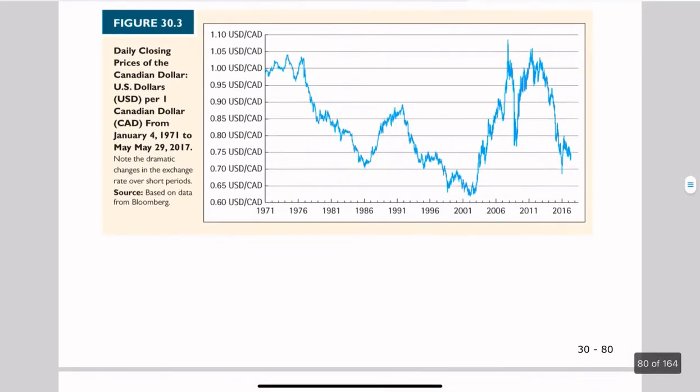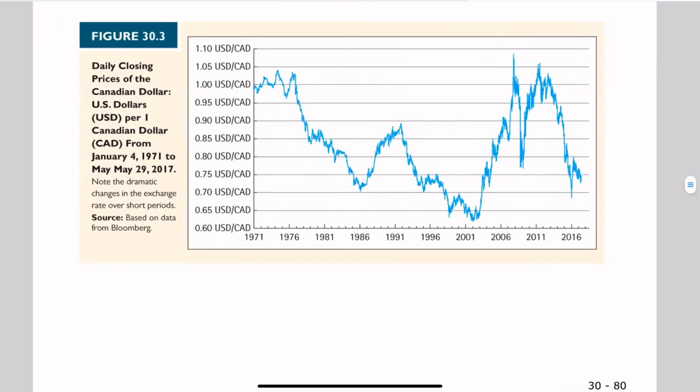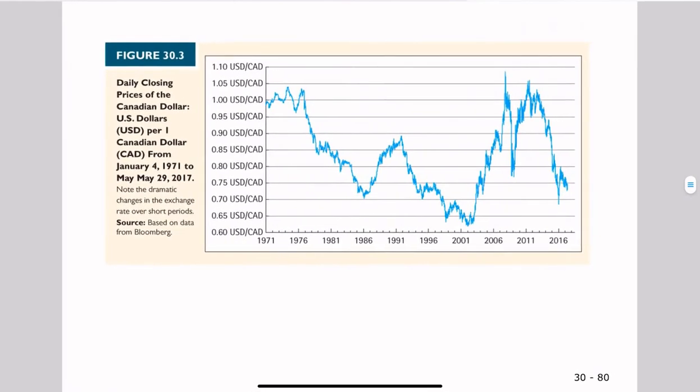Okay, so exchange rates actually change a lot. This is a picture of the exchange rate of Canadian dollars. What you can see is if you look at the peak and trough, right?